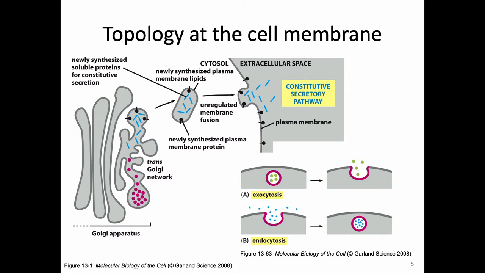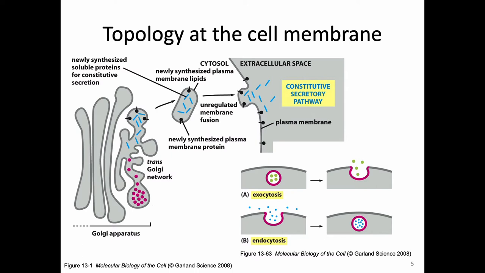The top is showing you the constitutive secretory pathway. What it means to say that this is the constitutive secretory pathway is that basically once something gets into the not cytoplasm pathway, it is eventually going to get secreted. By default, stuff that's in that pathway gets secreted, unless something happens to keep it from being secreted. The default is secretion. That's what is meant by the constitutive secretory pathway.